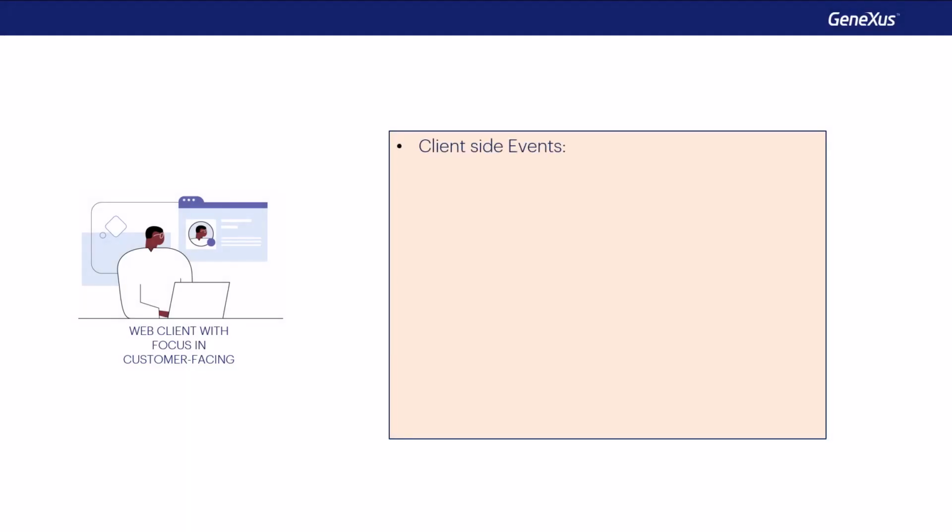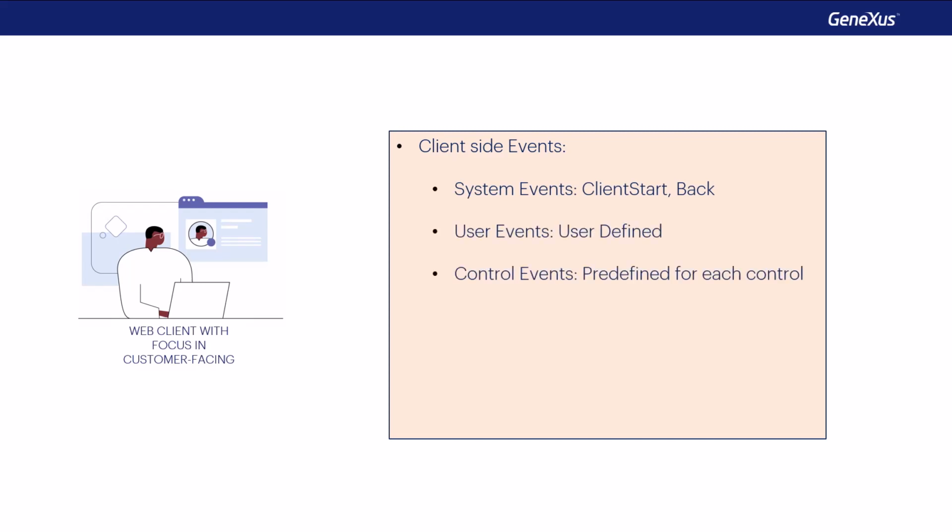Client-side events are the application's response to user interaction. There are three types of client events: system, user and control events. The system events are client start and back, which we will not see in this course. User events are those created by the user, and control events are those associated with the screen controls, such as tap, double tap, or control value changed events, among others.